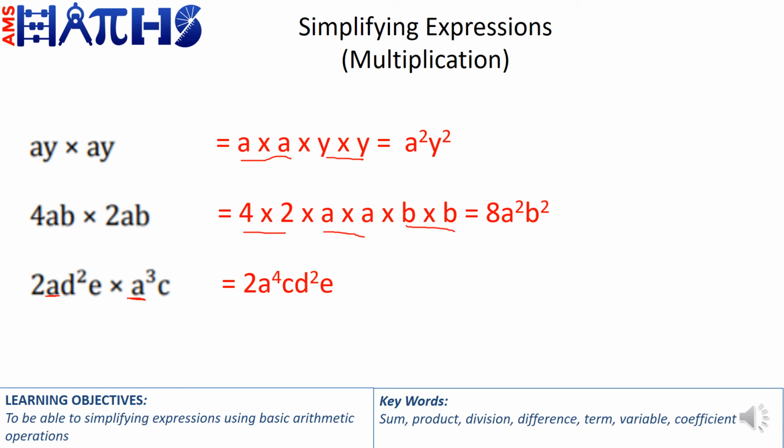Then we looked at our c. We only had 1 c in the question to be multiplied. So here we have 1 c. Then we looked at our d. We only had d squared, which is d squared. And then we have e, which is 1e. So when multiplied, we would get 2a to the power of 4 c d squared e.